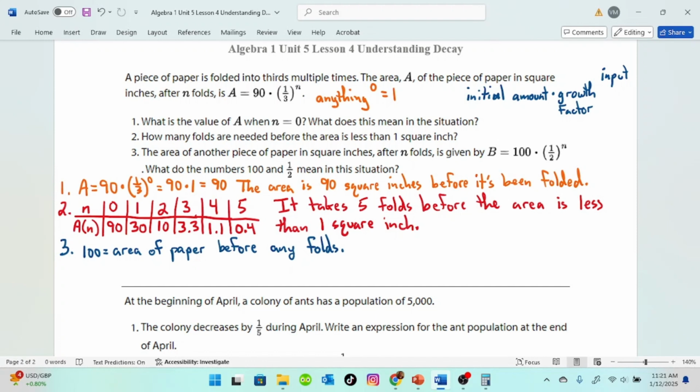The 1/2 is the growth factor. So that means that is the area of paper remaining after each fold.